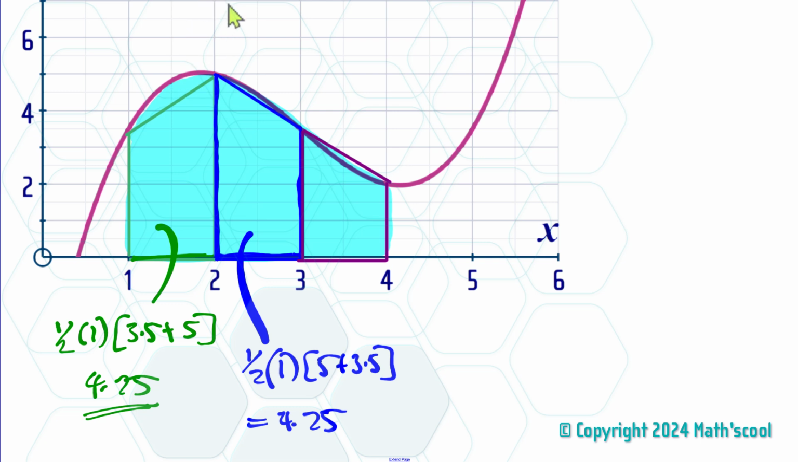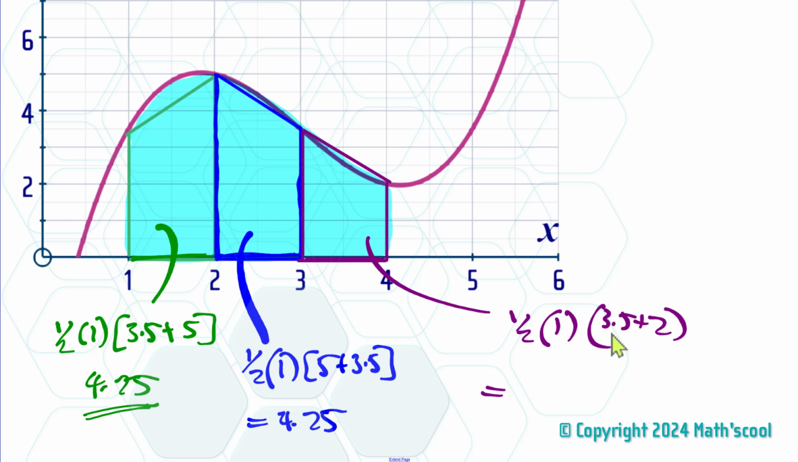Okay, so the last one is a half. h is the gap between the two parallel sides, which is 1. a is that, which is 3.5, plus b is 2.